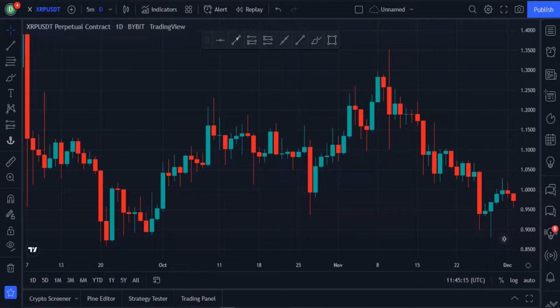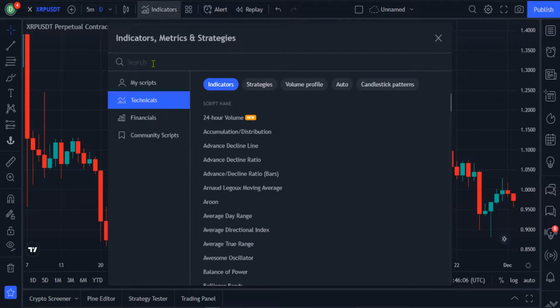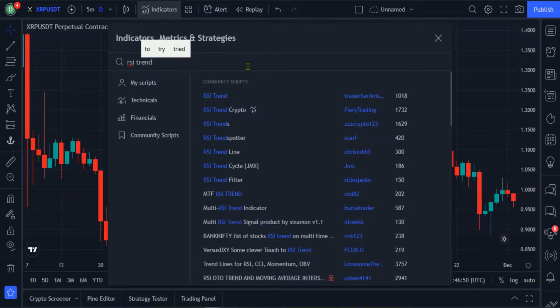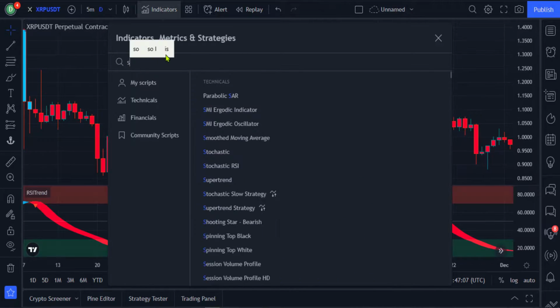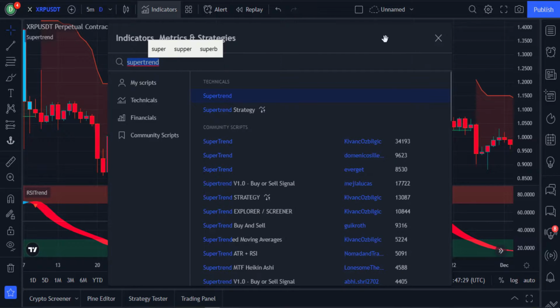In this strategy, just like we mentioned in the intro, we are going to use two indicators. Now you have to go to this Indicators tab. The first indicator is the RSI Trend. Just type it in this search bar and click on this one. The second indicator is the Super Trend. Just type it in and click on this one as well.